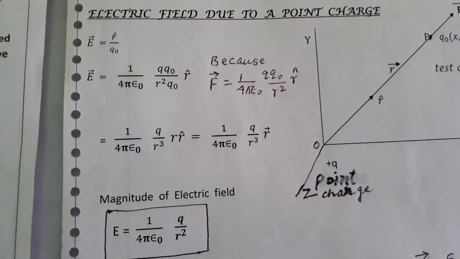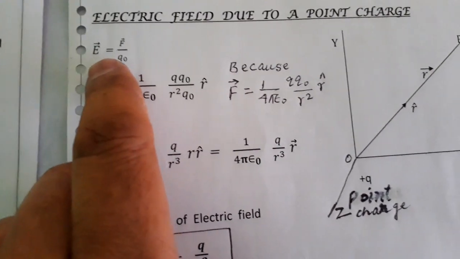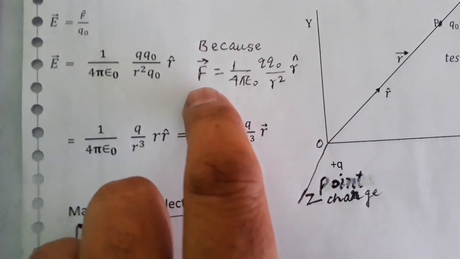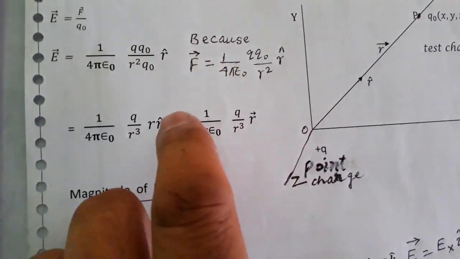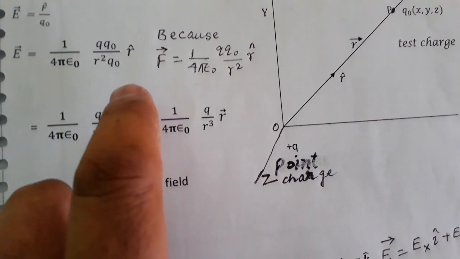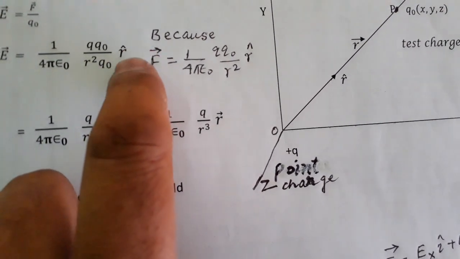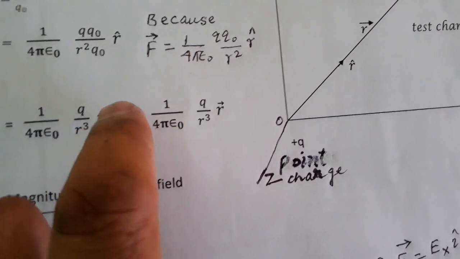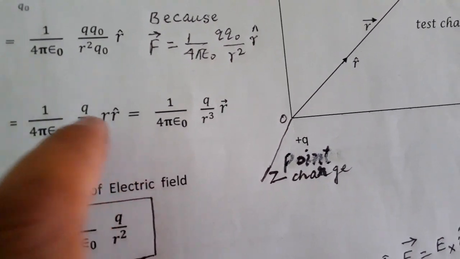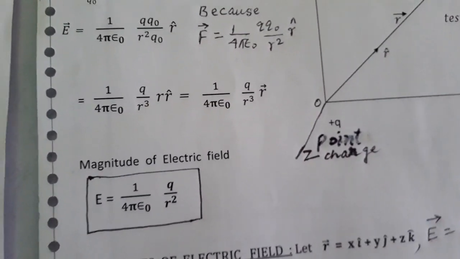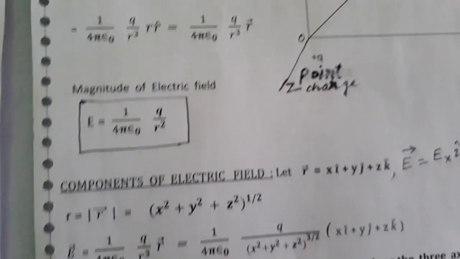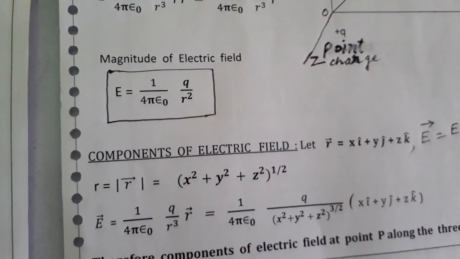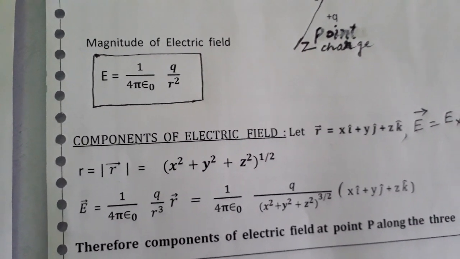So what have we done in this equation? In this equation we have replaced the value of force, and force has been written in the vector form. After writing the force in vector form, I have multiplied this equation by r, numerator and denominator both multiplied by r. Thereafter, as you can see, finally we get the magnitude of electric field as E equal to 1 by 4 pi epsilon naught Q by r square.